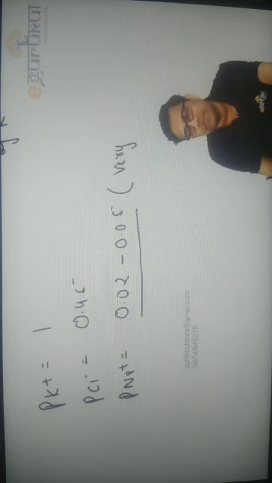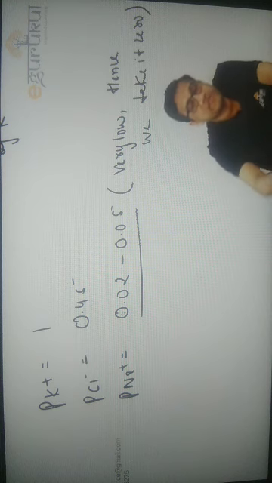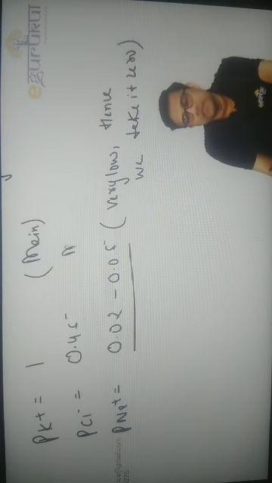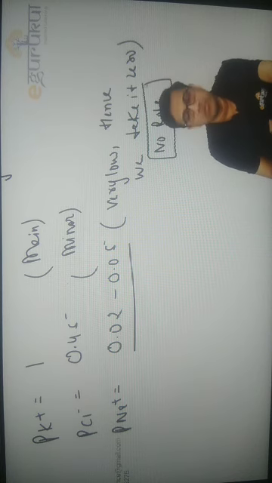So it is very low. Hence we take it as 0, though it is not 0, it is 0.02. That means potassium is almost 50 times more permeable. So what ion is the main cause? Potassium is the main. Chloride is minor, and sodium has almost no role.